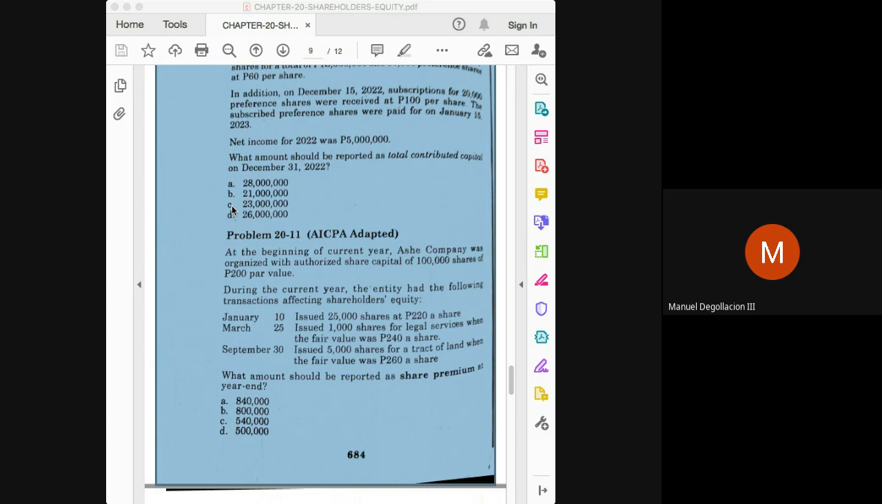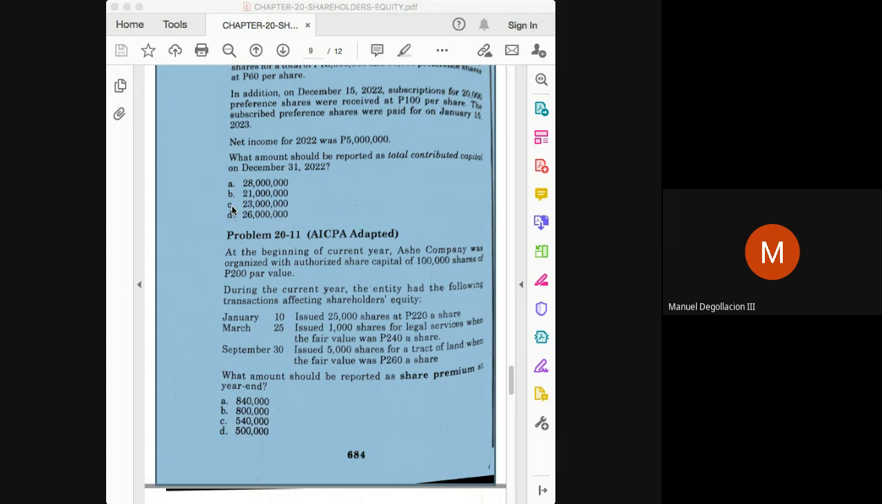Last transaction, September 30, issued 5,000 shares for a tract of land with the fair value of 260 a share. Again, the solution for this problem would be different if we were given the fair value of the land. But since we are not, we will have to use the fair value of the shares.